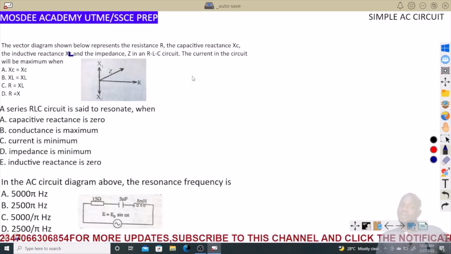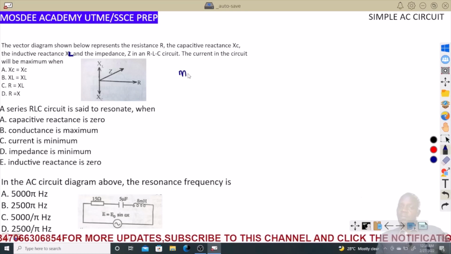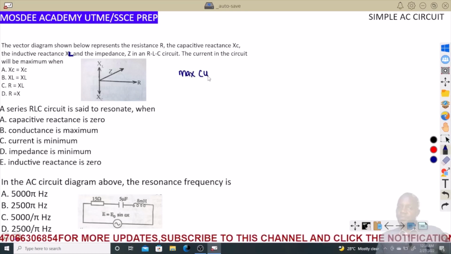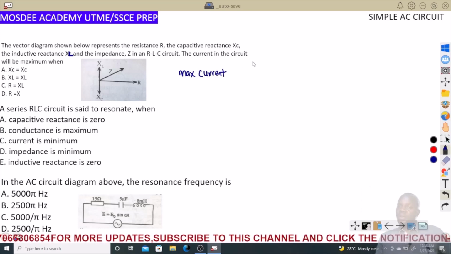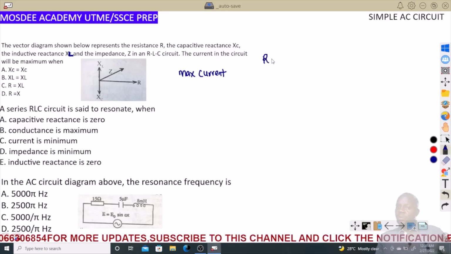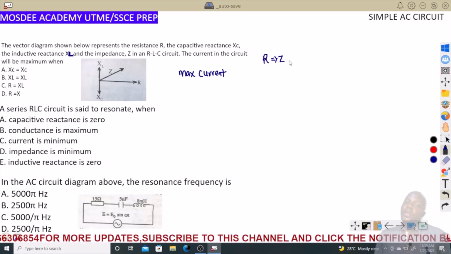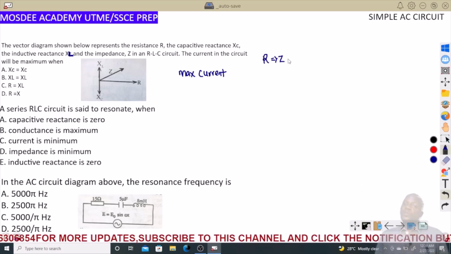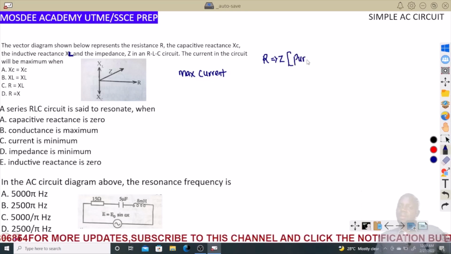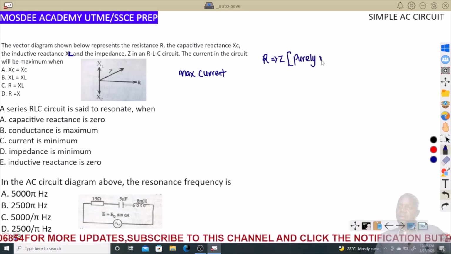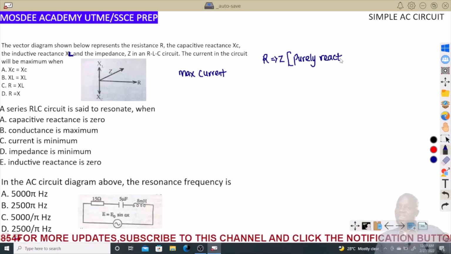Now for current, maybe I should just quickly teach you. Keep it in mind. I told you for maximum current in an RLC circuit, we say the value of R must be equal to Z. What does R stand for? The resistance. Z, it's what? The impedance. So we said for that we have a purely resistive circuit.